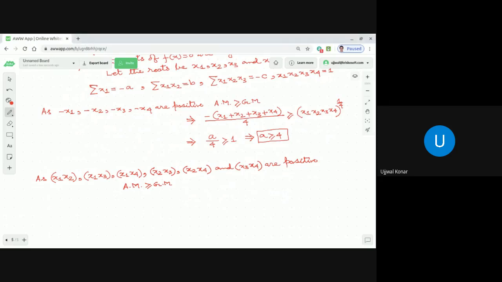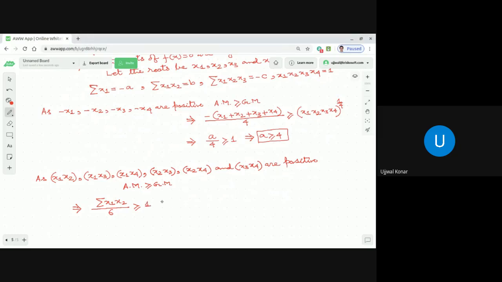And if you apply this, what are we going to get? What is the arithmetic mean? It is nothing but the summation of x1x2, and so on, divided by how many numbers are there? 1, 2, 3, 4, 5, 6. So 6 is greater than or equal to the geometric mean. Again, what will you get? The product of x1x2, x1x3, x1x4, x2x3, x2x4, x3x4 gives (x1x2x3x4) whole square, to the power 1 by 6. So ultimately you will get 1.